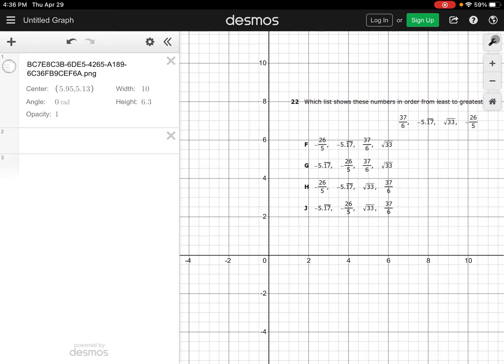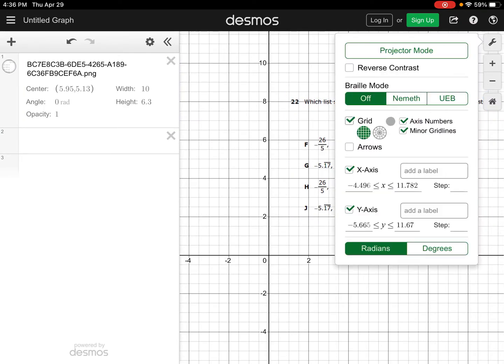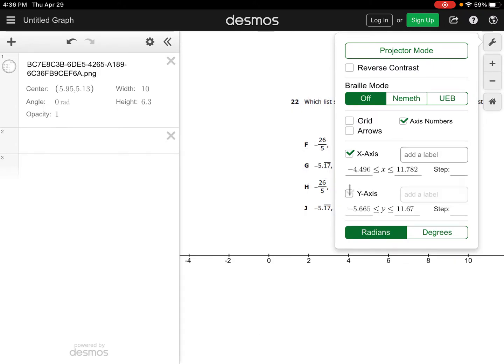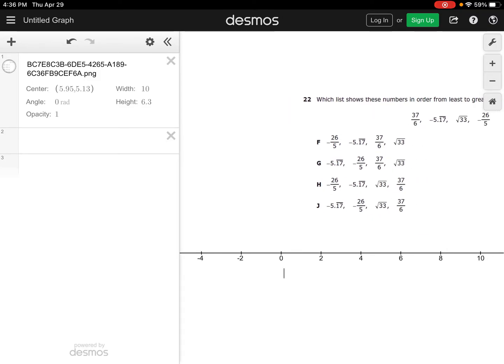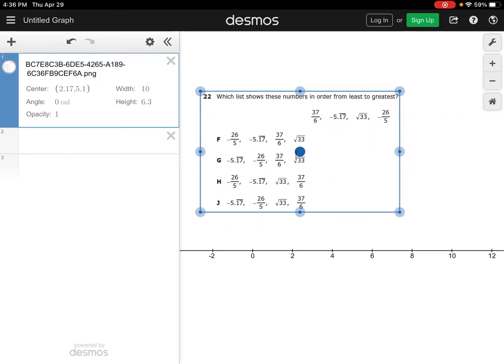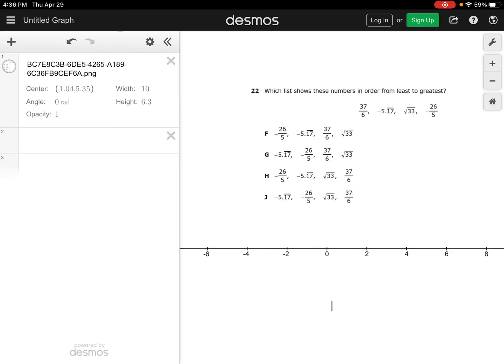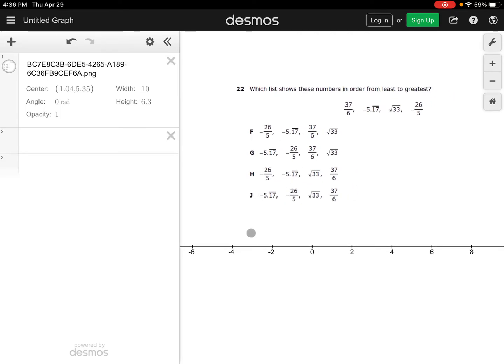We're going to first start by hitting the wrench button. That's the graph settings. Turn off the grid, turn off the y-axis. So now we have our x-axis here. I'm going to move this over just a little bit. Okay, so we've just got our x-axis, which is going to act like a number line.